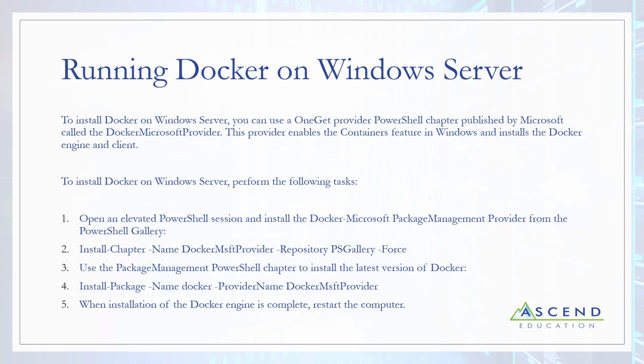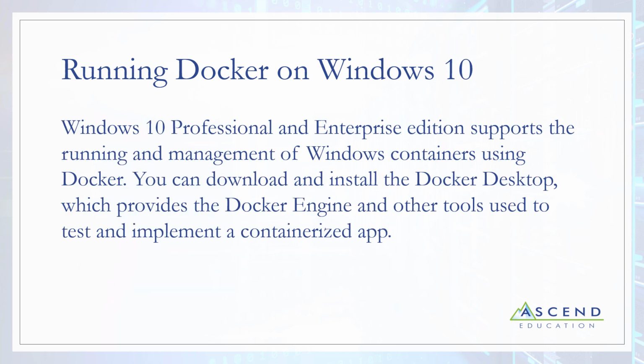To install Docker on a Windows server, you need to open up PowerShell and then type in docker-microsoft package management, and then it goes ahead and downloads the Docker application onto your server along with that Linux piece, and then it configures everything you need to start using containerization. It even comes with some test applications that you can use, such as a web server.